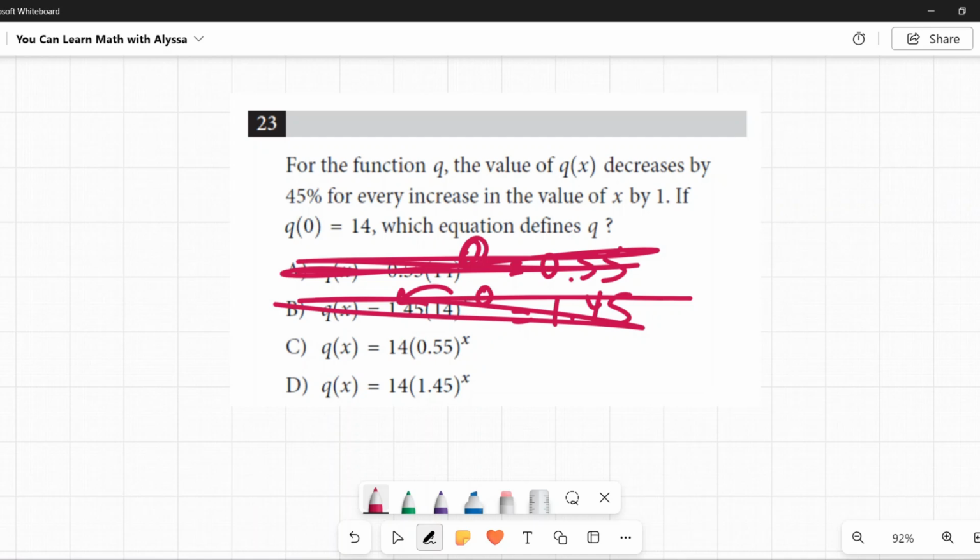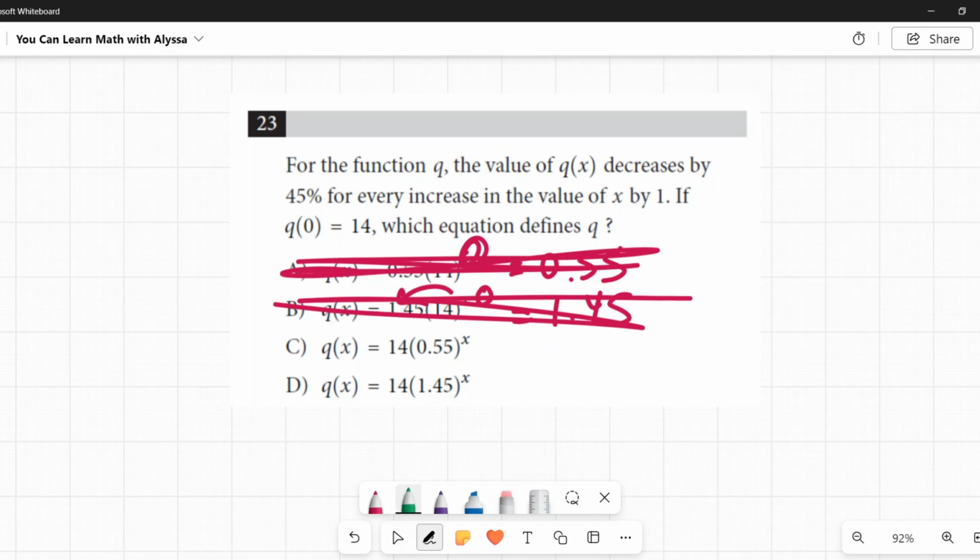0.55 to the power of 0 is 1. 1 times 14 is 14. That's a possibility. Same thing is going to happen here. 1.45 to the power of 0 is 1. 14 times 1 is 14. Okay, so already I've eliminated the first two. I am down to C and D.